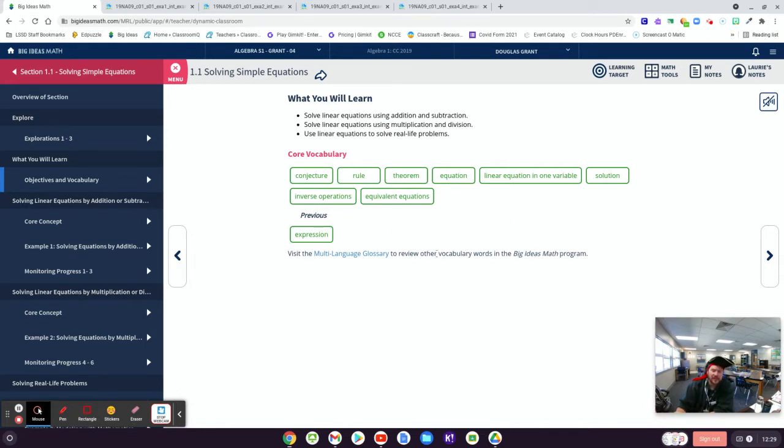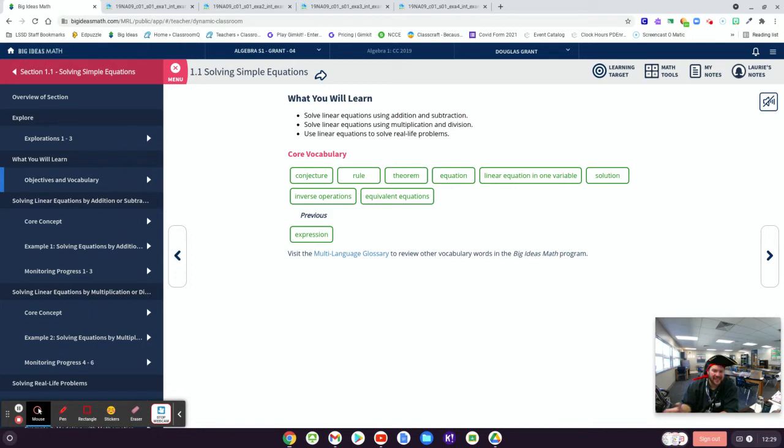Inverse operations is like its opposite. So like the inverse of addition is subtraction. The inverse of division is multiplication. At any time, if I'm going too fast, feel free to pause, rewind, watch it again, or just ask me during class. So this is some vocab you're going to need.